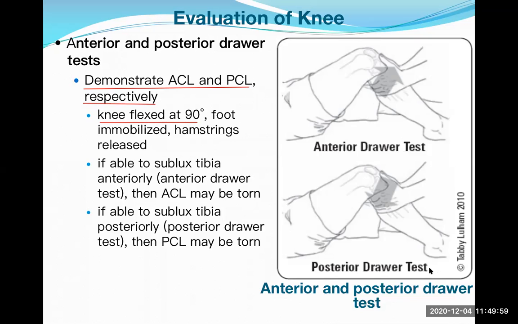Now, when it becomes positive, that is the important one. If we are able to sublux the tibia anteriorly when we are pulling it anteriorly, then the anterior cruciate ligament may be torn. Only after the rupture or tear of the anterior cruciate ligament can I pull the tibia in front. This is called being able to sublux the tibia. Similarly, if we are able to sublux the tibia posteriorly, then the posterior cruciate ligament may be torn. So these are called drawer tests, very commonly done in clinical practice.